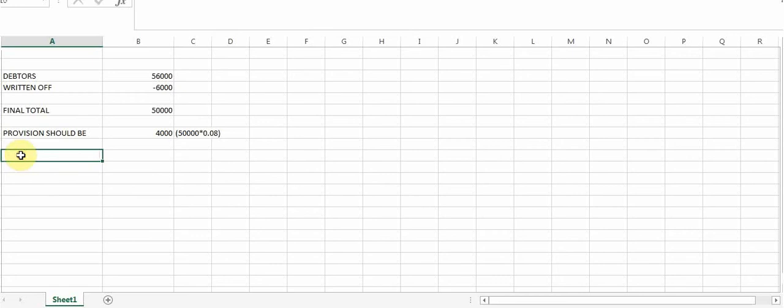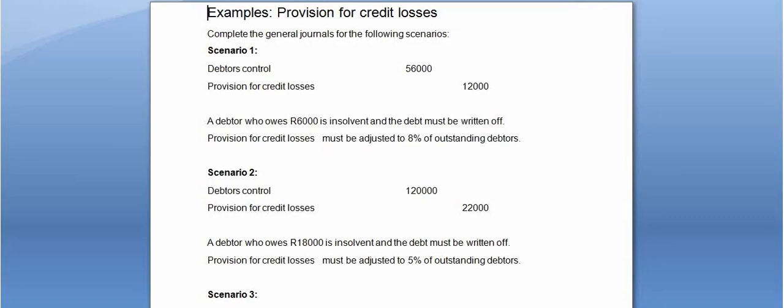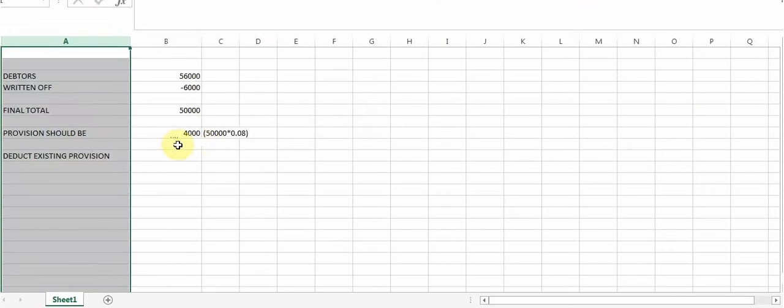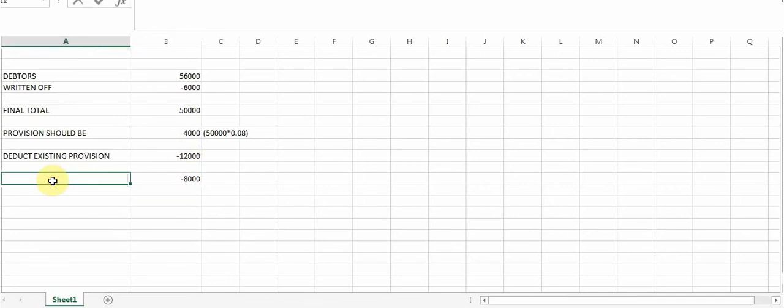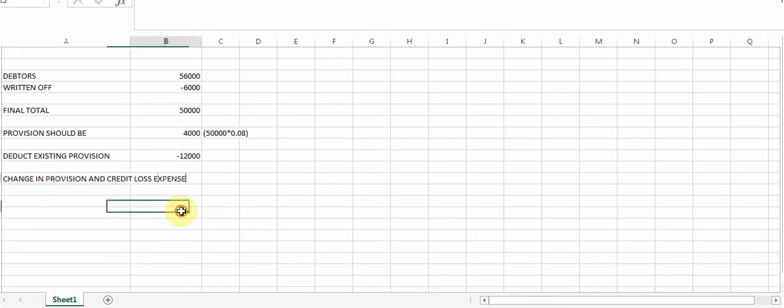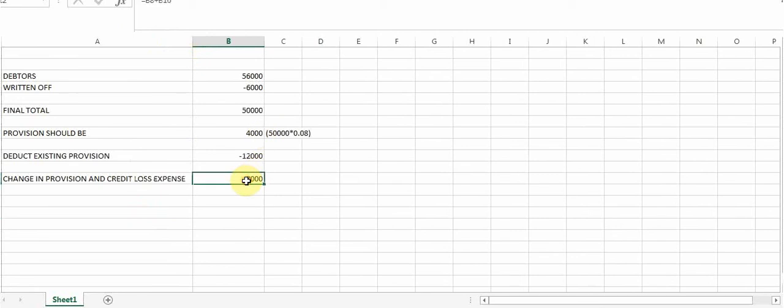Then I need to go and deduct what I already have. So I deduct the existing provision, and my existing provision for credit losses, if I go to scenario number 1, is 12,000. So there I am going to deduct the 12,000, and that gives me an answer of 8,000 Rand negative. So your change in the provision and the credit loss expense is therefore a negative 8,000.